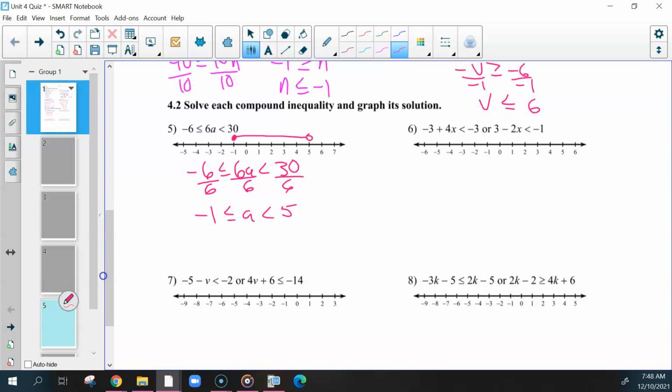Which means if that line weren't there, it would have started at negative 1 and kept going to the right. And for 5, it would have started at 5 and gone to the left. And where they overlap is that line.